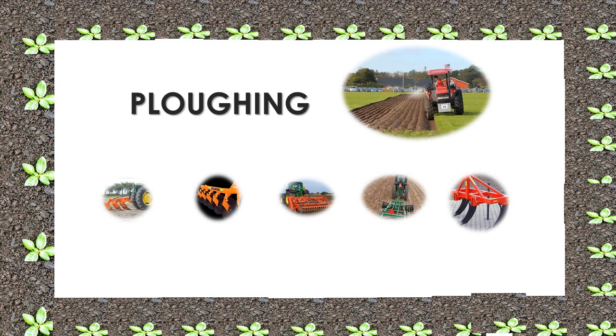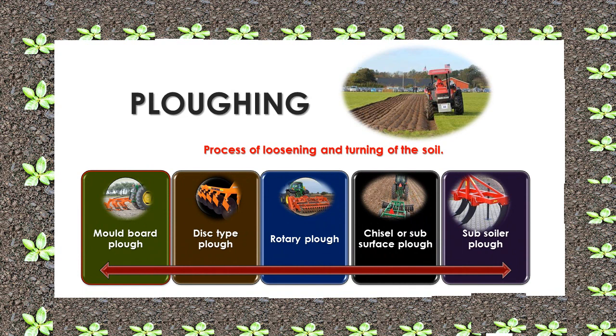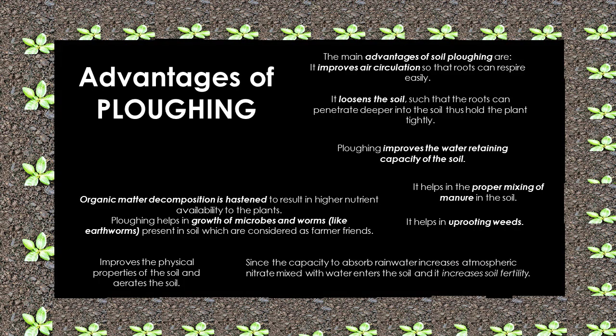Ploughing. Actually, ploughing is the process of loosening and turning of the soil. There are a few types of plough, like moldboard plough, disc type plough, rotary plough, chisel or subsurface plough, and subsoil plough. All of these types of plough can be used for loosening of the soil. Here we will discuss some advantages of ploughing quickly.